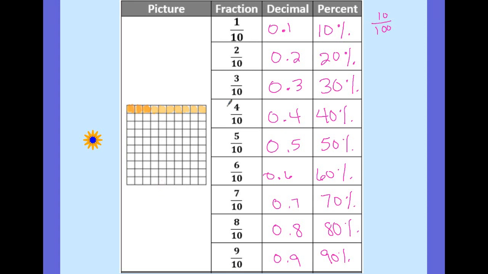If you want to think about this in money, what 10 coins make up one whole dollar? 10 dimes, right? So you can think dimes whenever you have, and you might want to write this down, whenever 10 is your denominator, you can think of dimes. The numerator tells you how many dimes you have. I have 1 dime. Well, how much money is 1 dime? It's 10 cents. Here I have 3 dimes. 3 dimes is 30 cents. 6 dimes is 60 cents. 7 dimes is 70 cents, and so on. So these are your tenths.